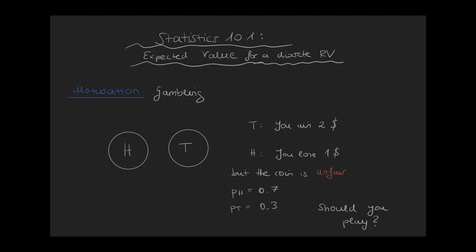So as a quick motivation, let us go through the following gambling scenario, where you have a dealer that throws a coin. When this coin lands on tails, you will win $2, and if it lands on heads, you will lose $1. But the coin is unfair. The probability of getting heads is 0.7 and tails 0.3. The dealer asks you, do you want to play? Before answering this question, we will have to learn what an expectation value is. So let's start with the following definition.